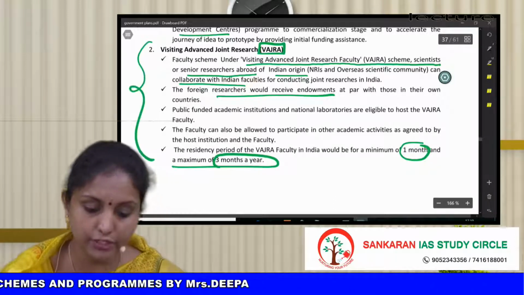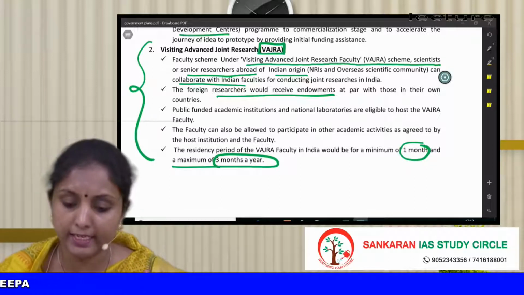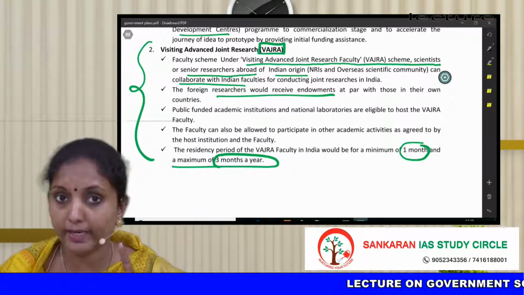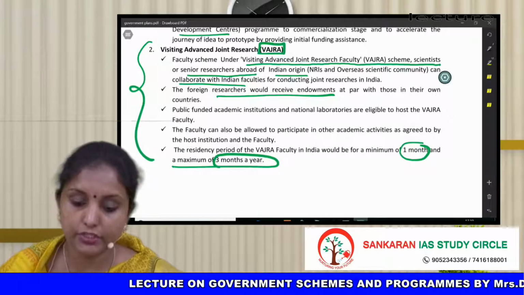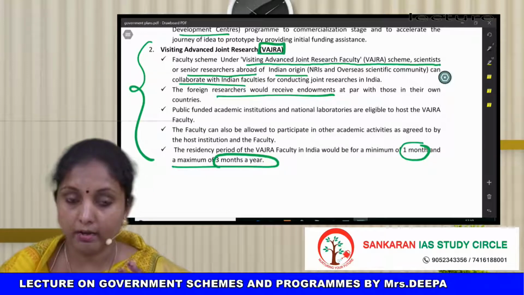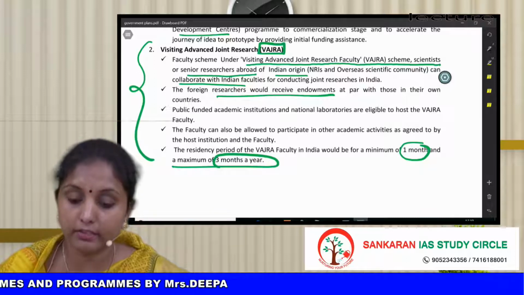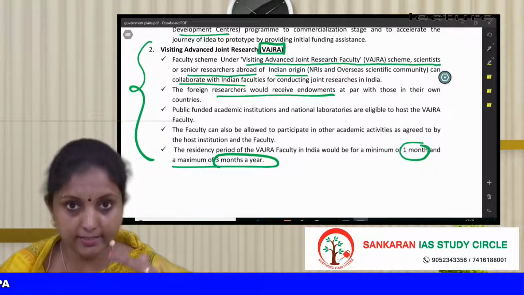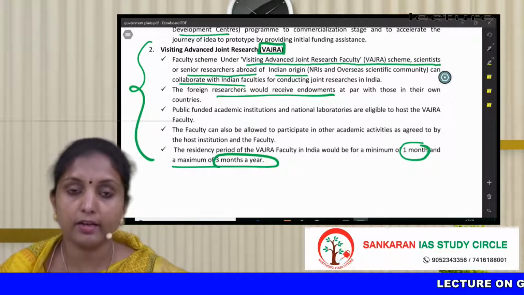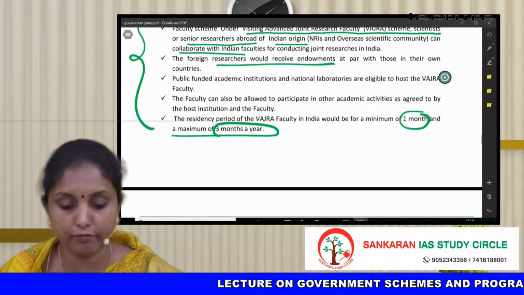So in Vajra, 3 things are important. It is related to scientists or senior researchers abroad of Indian origin. Only Indian origin, it is important, not all. The second one is that researchers would receive endowments more than what they are earning in the country where they are staying. Here we will be providing more than that. And the third point, they can stay here for a period of 1 month and not more than 3 months. These 3 points are very important in the Vajra scheme.